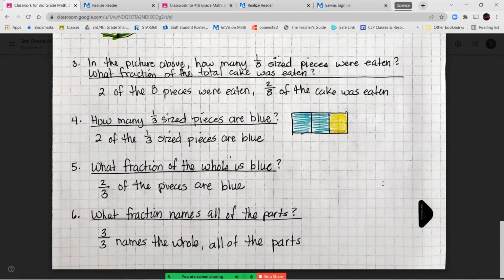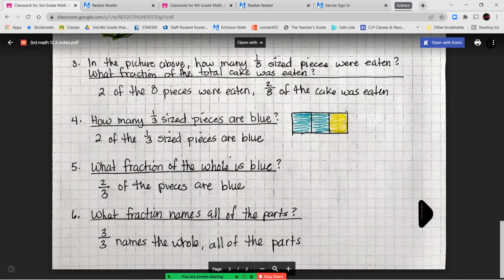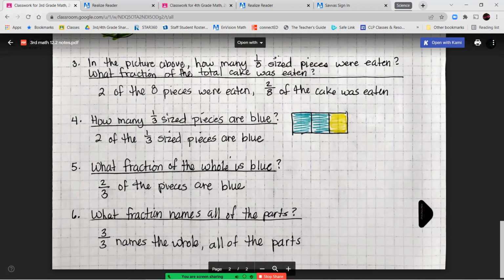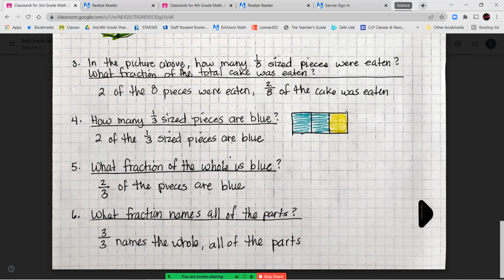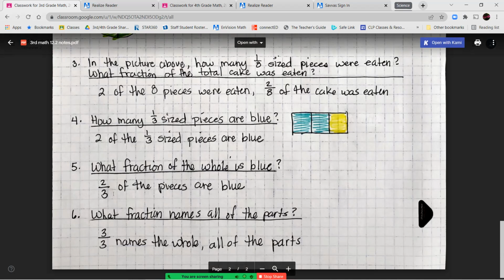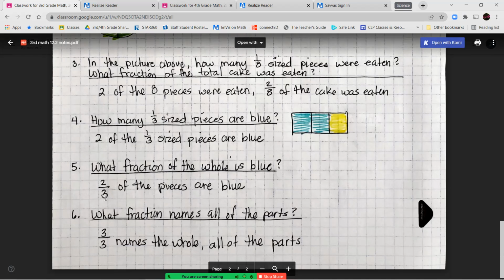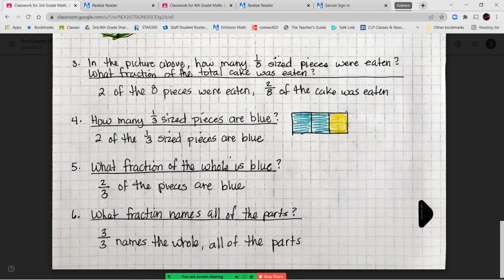For numbers 4, 5, and 6, we're going to be using this shape over here to answer the questions. It says, how many 1/3 size pieces are blue? Here we can say that 2 of the 1/3 size pieces are blue, or we would write that in fraction form for number 5 as 2/3. So this tells us that 2 out of the 3 total pieces are blue.